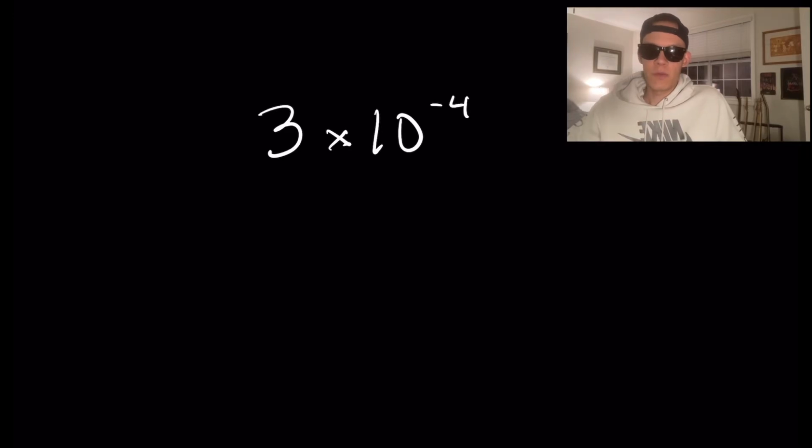So what happens when we have a negative exponent in scientific notation? If it was positive, we move the decimal place to the right. Well, when it's negative, we're going to move the decimal place to the left. So use the same steps as before, but just go to the left this time.